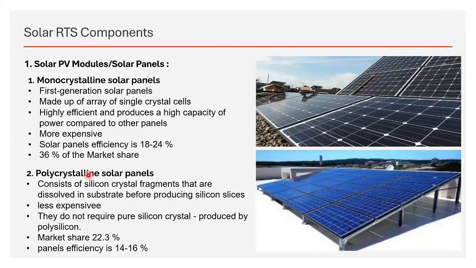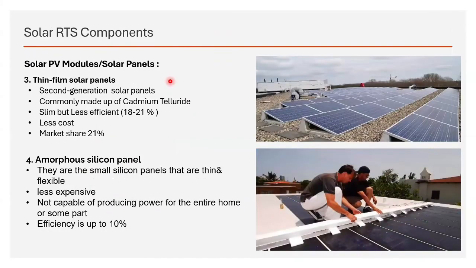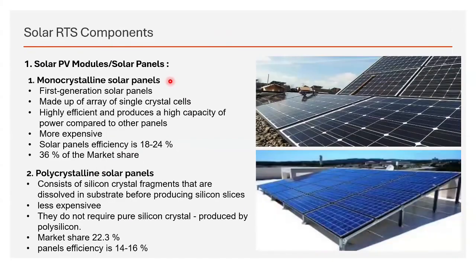So depending upon the construction, we have monocrystalline, polycrystalline, and another two types are thin film and amorphous silicon panels. So what is monocrystalline? Normally, most of the panels that you see are monocrystalline, and it is the first generation of solar panels. It is much more efficient because the array is made of a single crystal. So that's why its cost of production also becomes high.